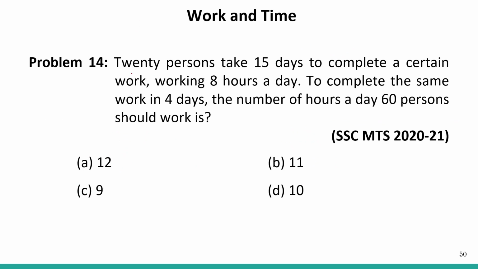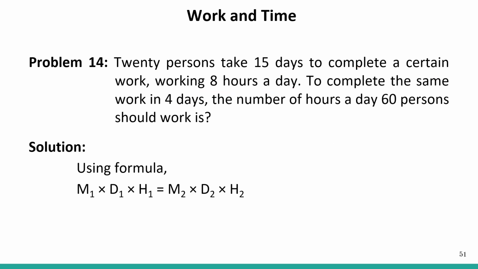So actually, 20 persons take 15 days to complete a certain work working 8 hours a day. To complete the same work in 4 days, the number of hours in a day 60 persons should work is? So using the formula M1 into D1 into H1 is equal to M2 into D2 into H2, right?